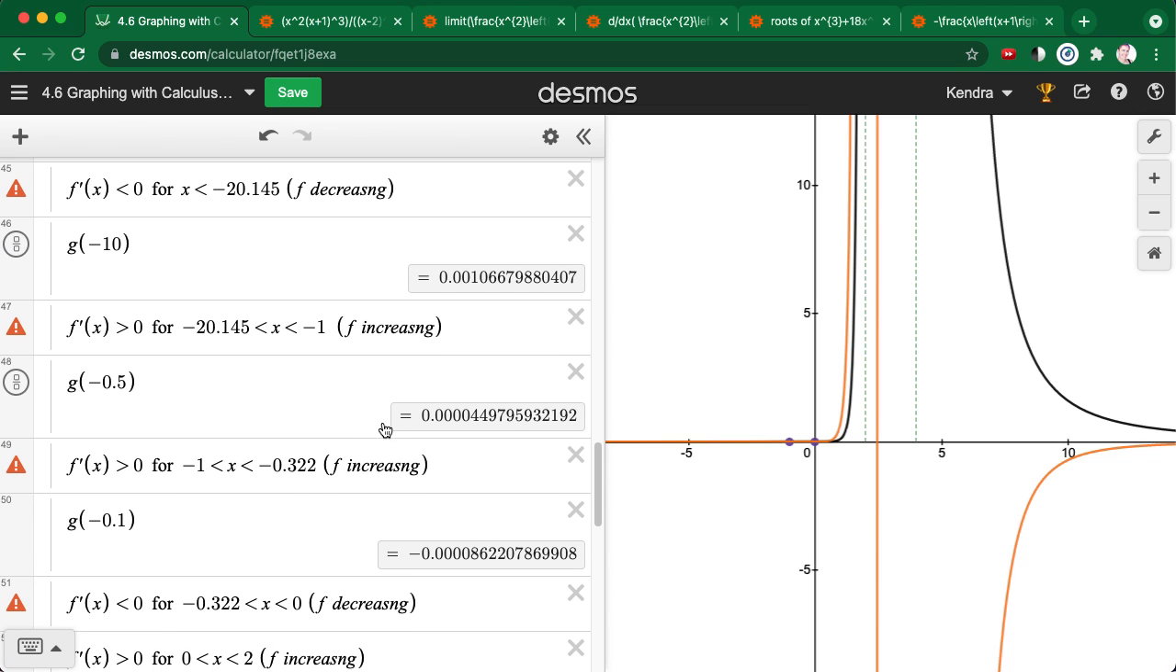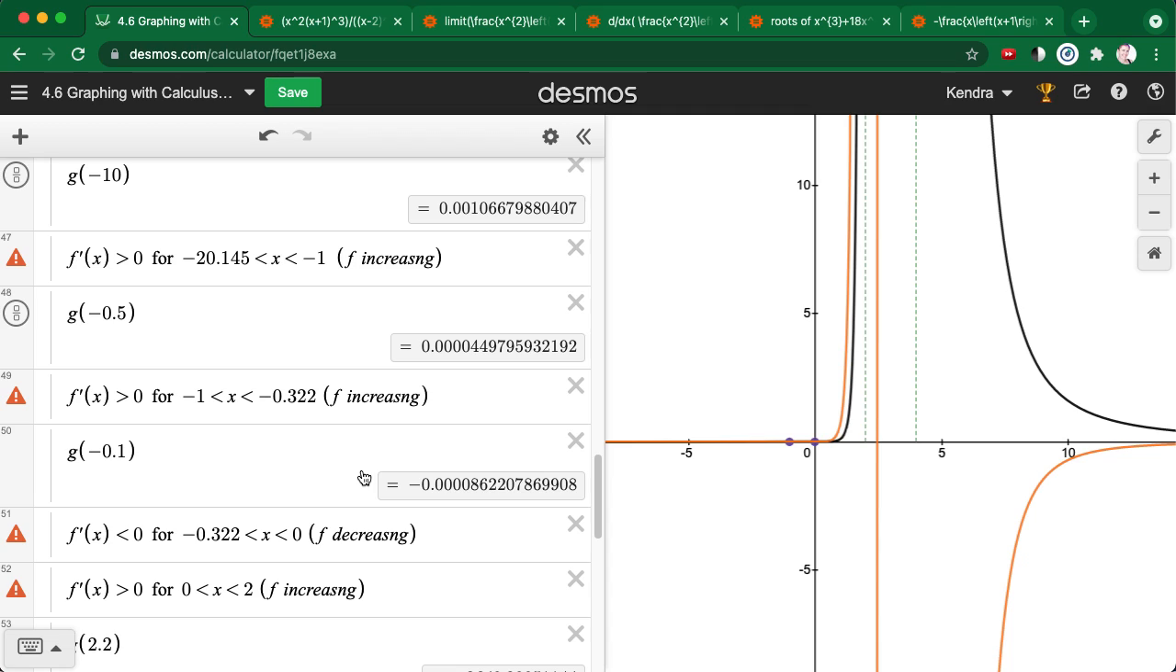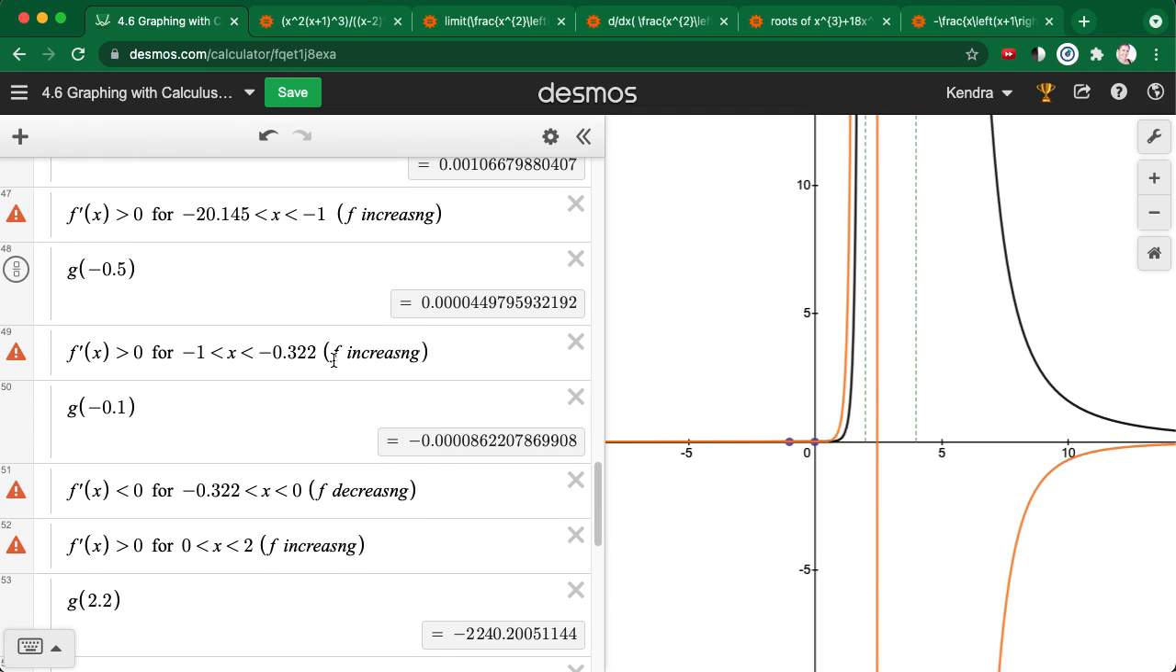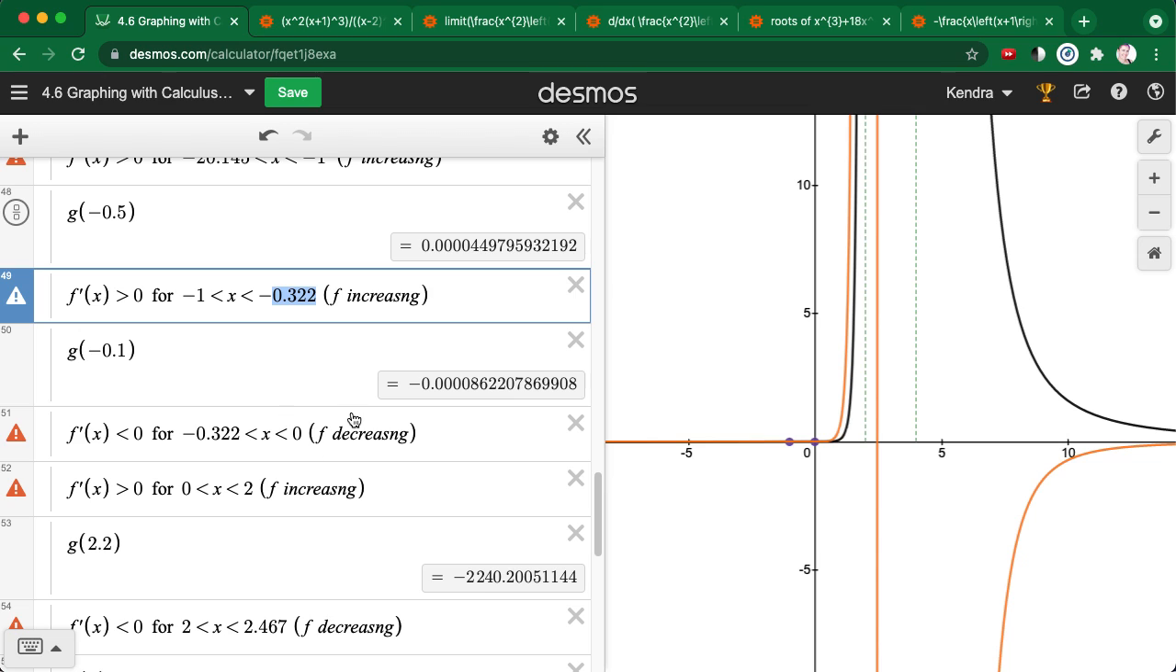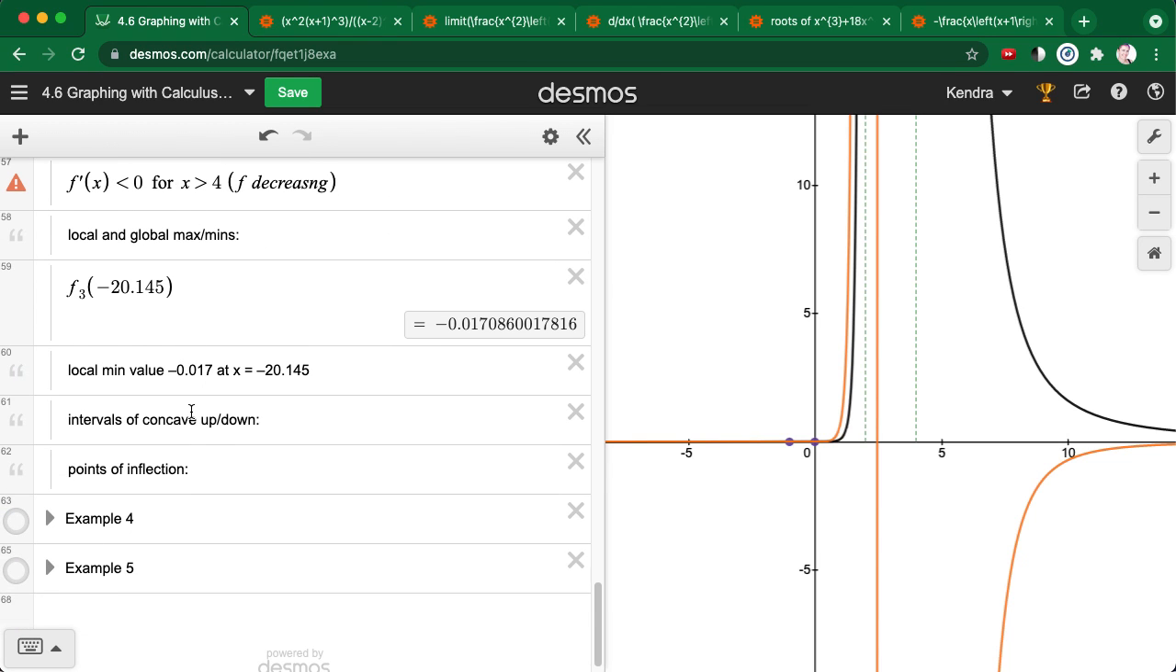Decreasing and then increasing, increasing and then increasing, increasing and then decreasing. So at x equals negative 0.322, I go from increasing to decreasing, so that must be a local maximum. Negative 0.322 is a local maximum.